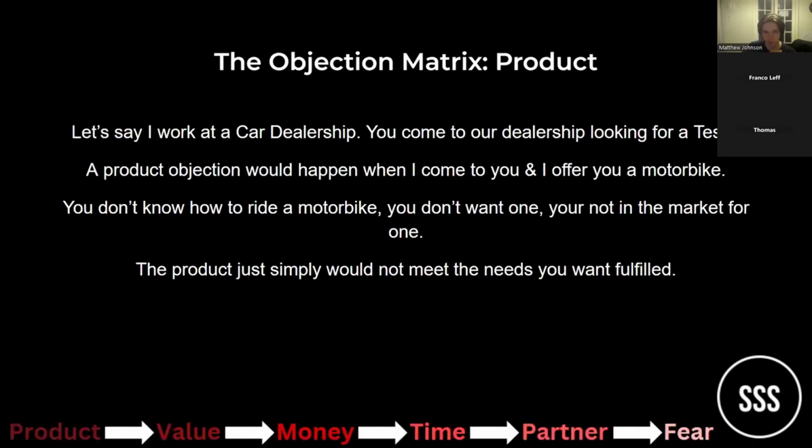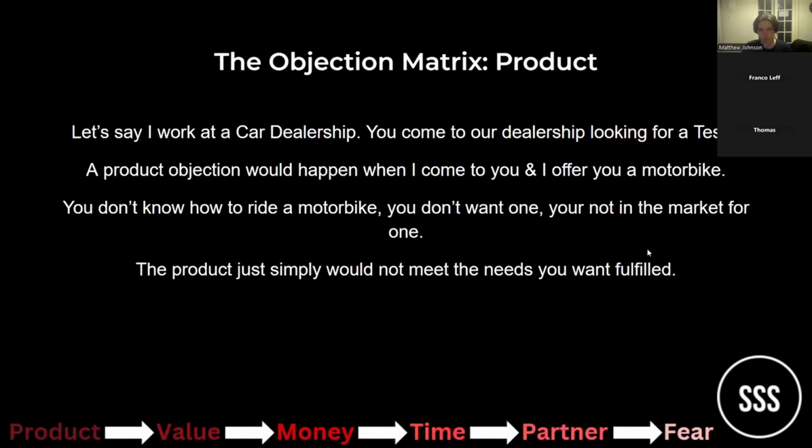So what I'm going to do now for you is break down each one, what they mean, and then give you the high level overview of how to overcome each and every one of them. First things first is product. Let's say I work at a car dealership, and you come into my dealership and go looking for a Tesla. A product objection would happen when I offer you a motorbike. You're looking for a Tesla, but I'm giving you a motorbike. You don't know how to ride a motorbike, you don't want one, and you're not in the market for one. The product is just simply not a good fit. That's a very simple product objection.